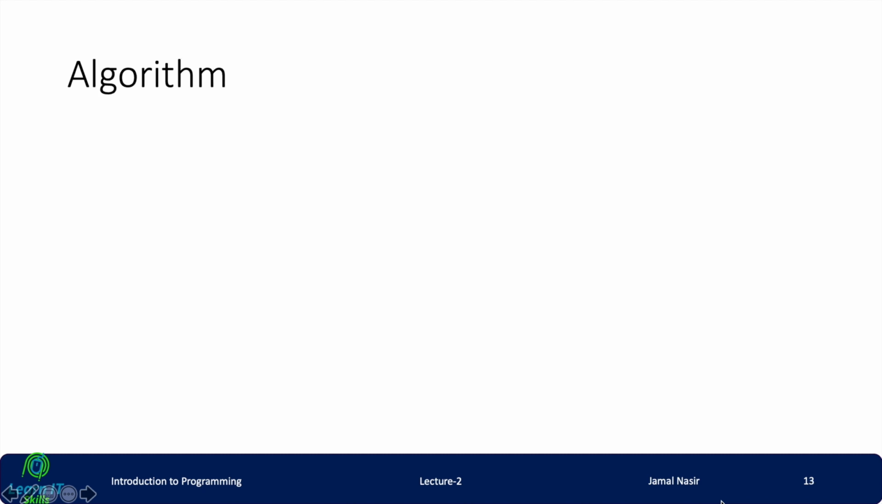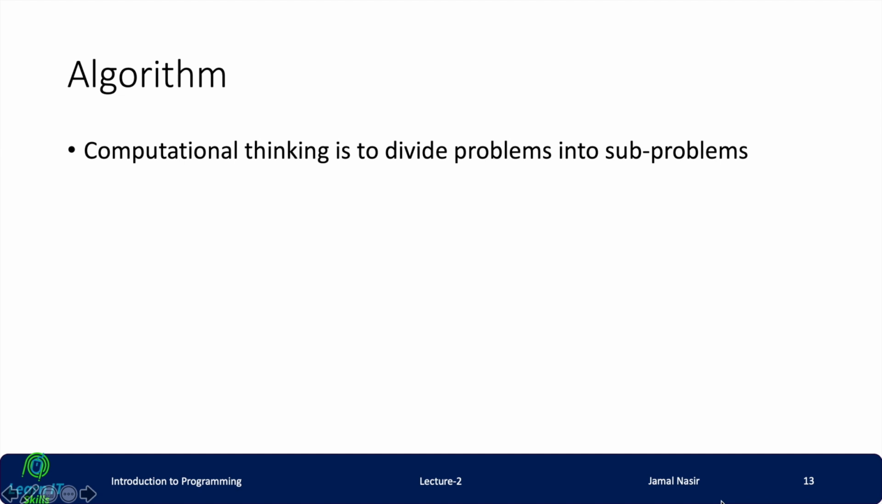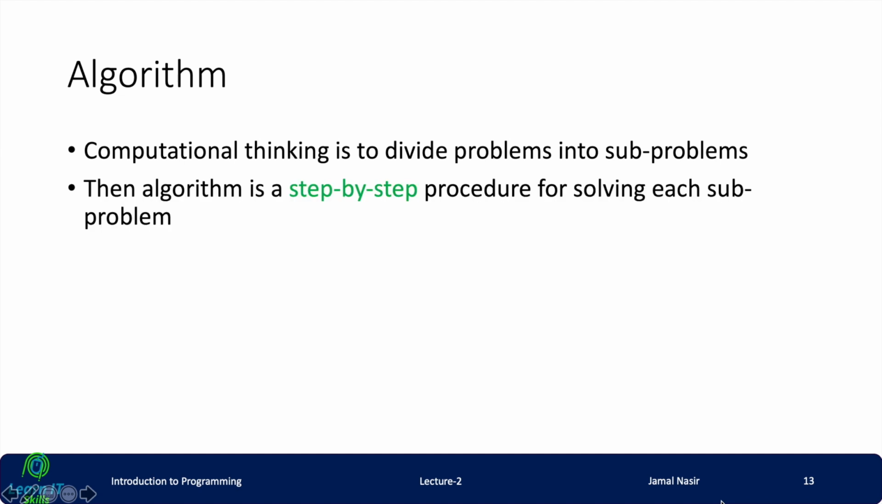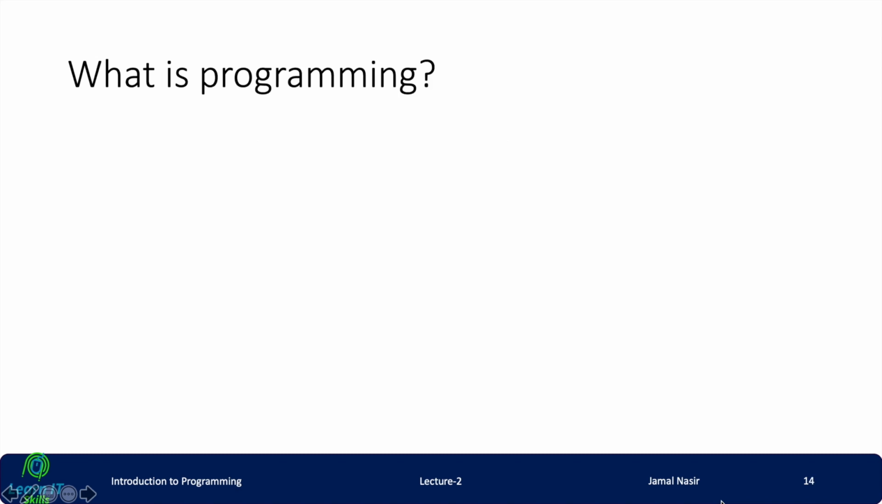So what is an algorithm? Computational thinking is to divide problems into subproblems. Then an algorithm is a step-by-step procedure for solving each subproblem. So this is an algorithm.